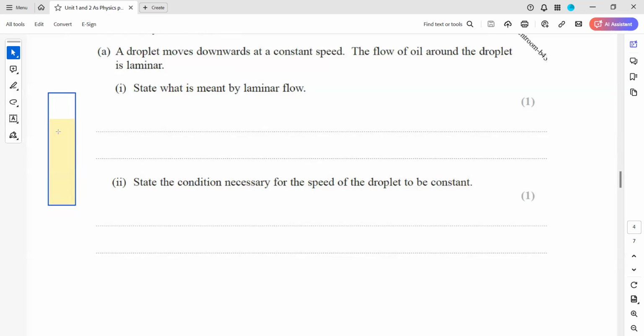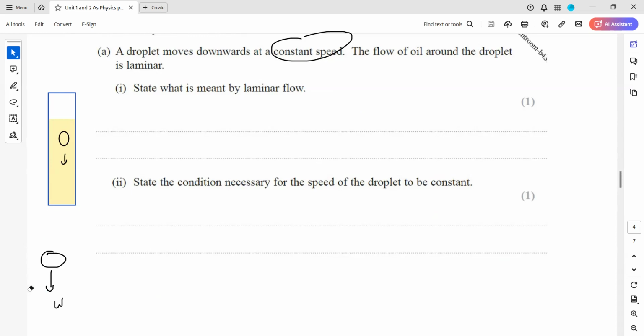We have a container, and for example, this is a water droplet and it is moving. If this water droplet is moving at a constant speed, it means there is no resultant force. The forces acting are its weight downward, upthrust acting upward, and the viscous drag also acting upward. When you draw a free body force diagram, no resultant force acts on it.